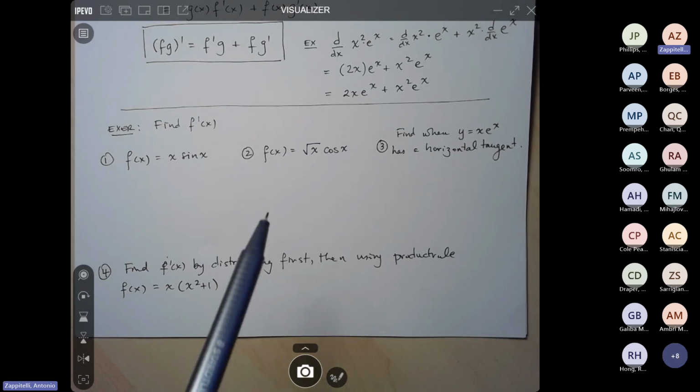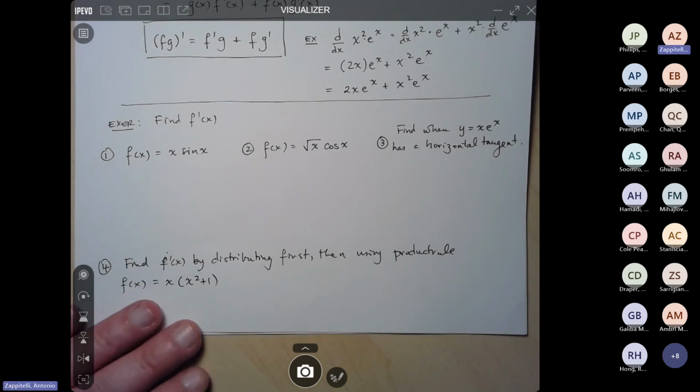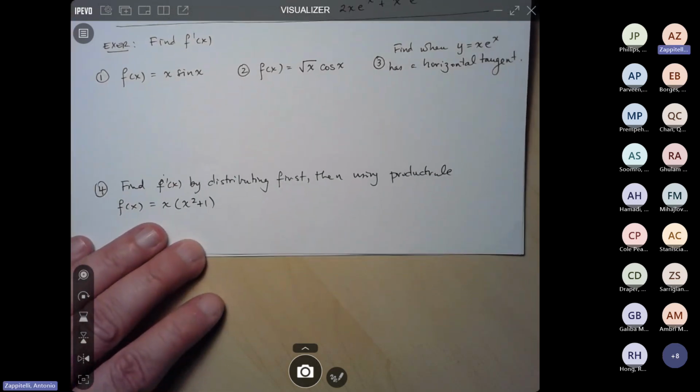Okay, so do people need more time to work on these? Let me know if you'd like more time to work on it. Last call? No? Okay. So let's take a look at these examples together.